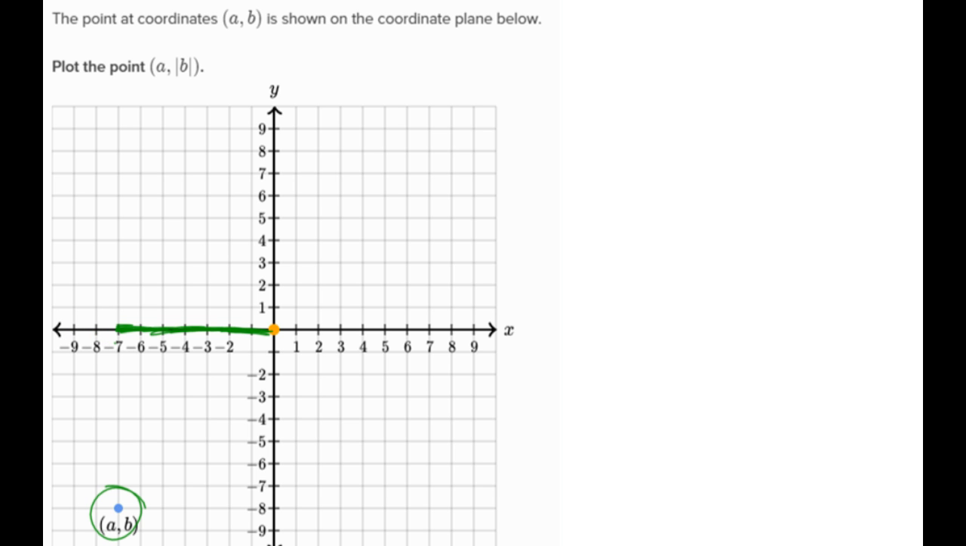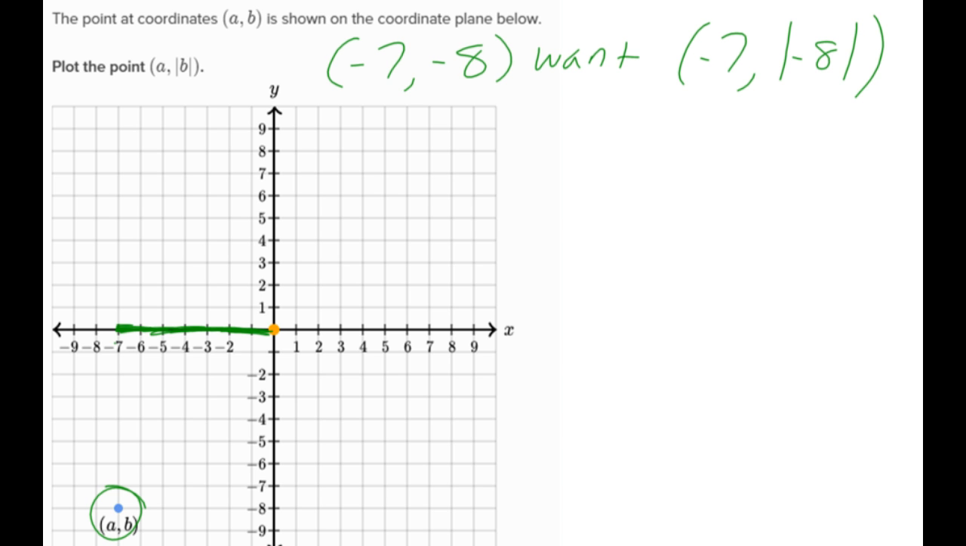Good thing I double checked. All right, so A is at -7. That is the value for A. B, we want the absolute value of B. Well, A is -7, and right now B is -8, but we want -7 and the absolute value of -8. Absolute value is distance from 0. It's always positive. It's 8 units.